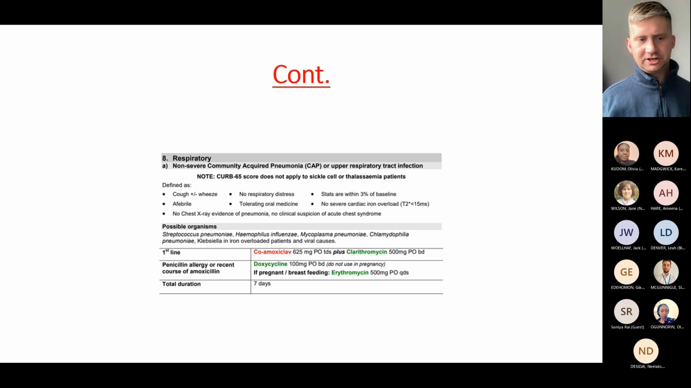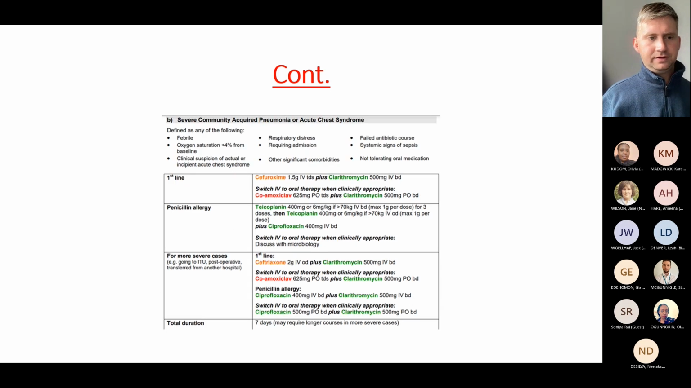For respiratory stuff, we use co-amoxiclav orally plus clarithromycin. Doxycycline as well can be added if they're penicillin allergic. For pneumonia or acute chest syndrome, cefuroxime plus clarithromycin. And when we switch to oral therapy, we'll do co-amoxiclav and clarithromycin.